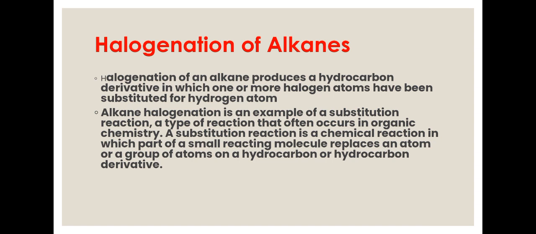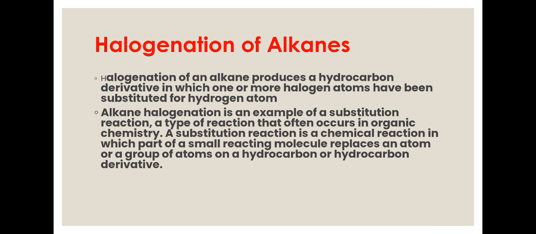Halogenation of alkane produces a hydrocarbon derivative in which one or more halogen atoms have been substituted for hydrogen atoms. Alkane halogenation is an example of a substitution reaction. And first of all, we should know what a substitution reaction is, a type of reaction that occurs in organic chemistry.